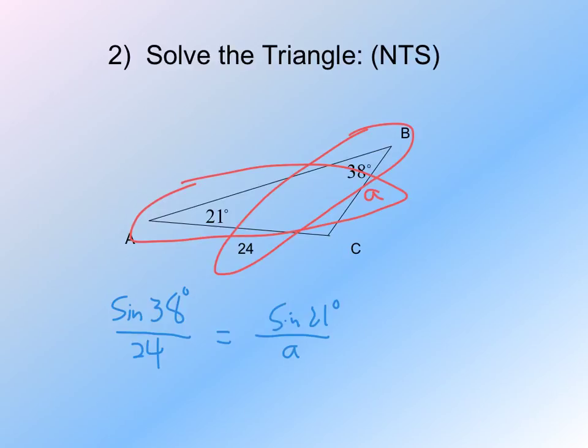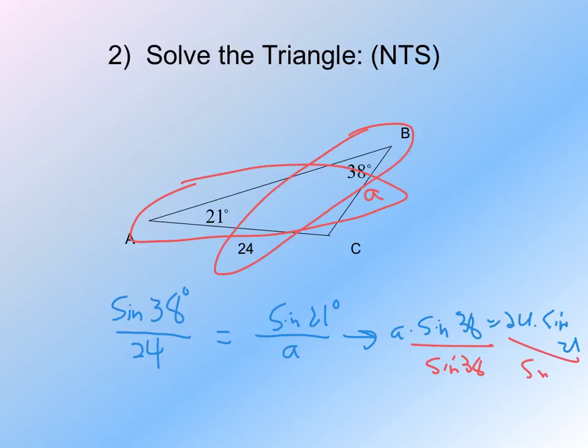Once again, cross multiply. I get A times sine 38 equals 24 times sine, running out of room here, 21. And then, of course, the solving step, divide by sine 38, both sides. That gives me the math here to solve. So, calculator time. 24 times sine of, let me look at it again, 21, enter, divide by sine 38. Gives me an answer of 13.97. So A is about 13.97.